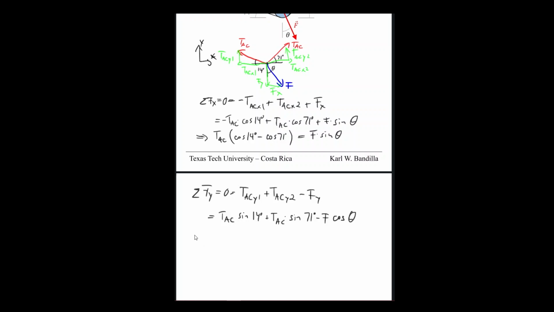Again, we can rewrite this, bringing it to two different sides. So we'd have TAC times sine 14 degrees plus sine 71 degrees, and we brought that to the other side, equal to F times cosine theta. Now again, we have TAC and theta in the same equation, so no direct solution, but we now have two equations with our two unknowns. So all we have to do is solve those two. A system of two equations should be easy enough to do.